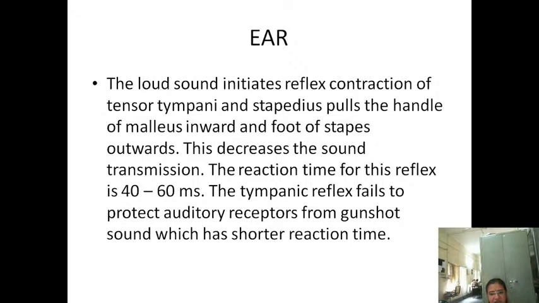What is reaction time? From the stimulus to the response, that is reaction time. That is 40 to 60 milliseconds, whereas gunshot sound has a reaction time of less than 40 to 60 milliseconds. So, it cannot protect the ear from loud sound damage.